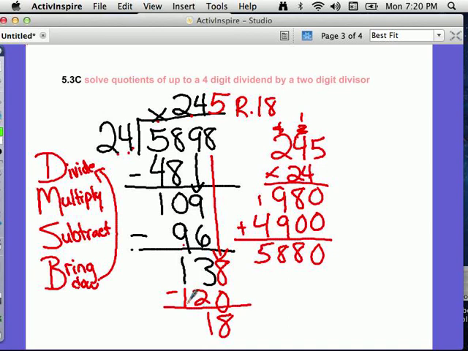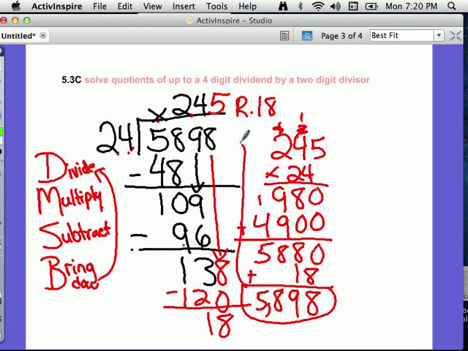See, right here, I subtracted to get the remainder. So what I'm going to do with the remainder here is I'm going to add it in. Wow, my mind is blown. So I have 8, 9, 8, 5. So my answer is 5,898. My product right here matches my dividend. 5,898. So that's the number that I started with.